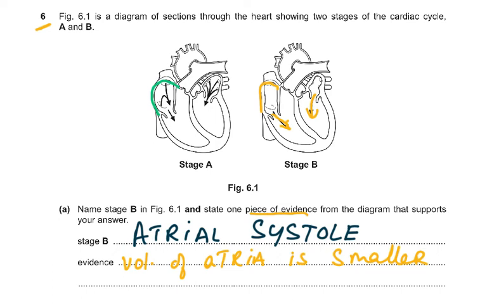And look at what I've shown you in the green and the yellow. So you can see in the green how the atria is slightly bigger here, and here in this one, the atria is slightly smaller. The reason is atrial systole is atrial contraction. Atrial systole means atrial contraction. The word systole is for contraction. If I say ventricular systole, I mean ventricular contraction.